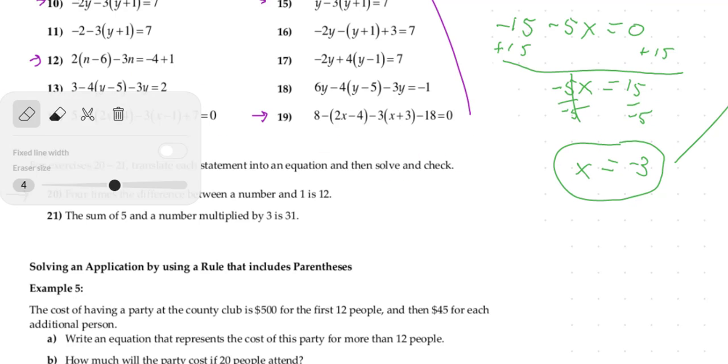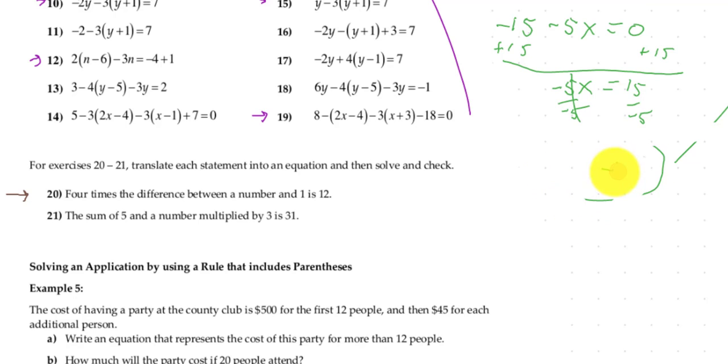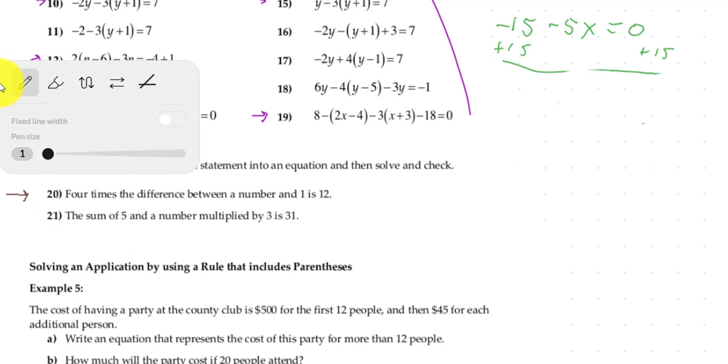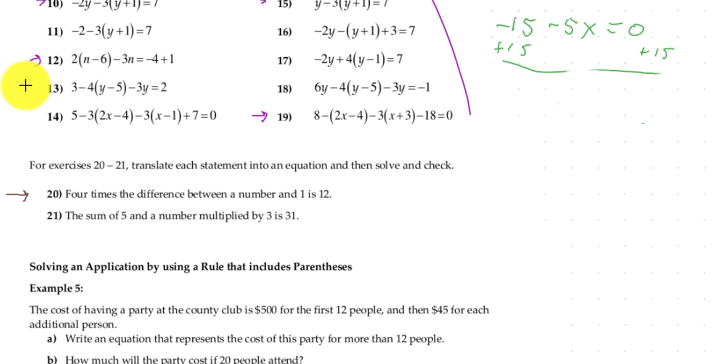So I look at number 20, and it says 4 times the difference. And actually, let me erase some of this stuff just to give me some more room here. All right, it's my little eraser tool. Hopefully you copied what you need. All right, so number 20. 4 times the difference between a number and 1 is 12.